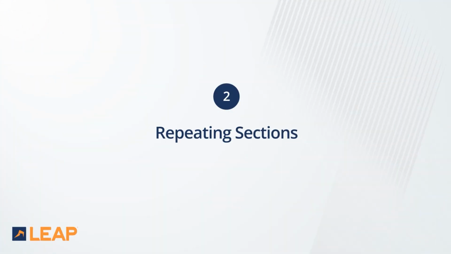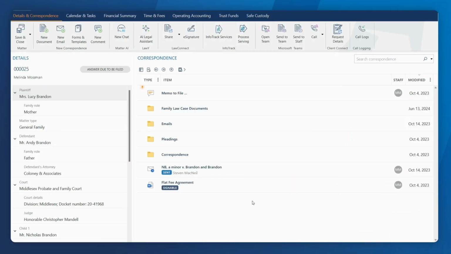Repeating sections. Repeating sections are a solution designed to address a common challenge in legal documents, where information needs to be repeated for each party involved, especially when you are dealing with multiple parties. Repeating sections are versatile and can be applied within tables and paragraphs where repetitive information occurs.